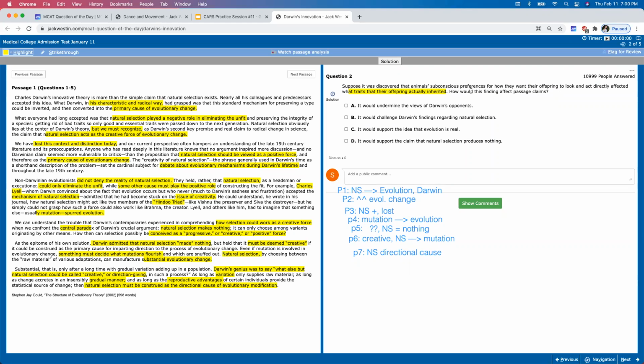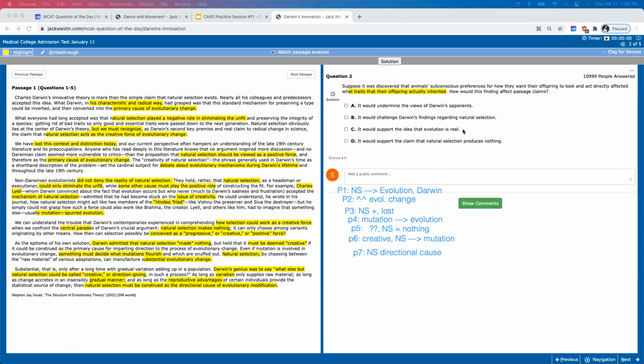So we're saying that animals have preferences for how they want their offspring to look and act. That can affect what traits they inherit. So this is going against natural selection, because we're saying natural selection is the creative force of evolution, but here we're saying that animals can decide for ourselves which we want the offspring to inherit. So that definitely can help us eliminate some things.